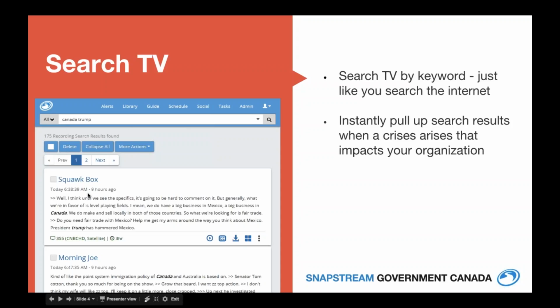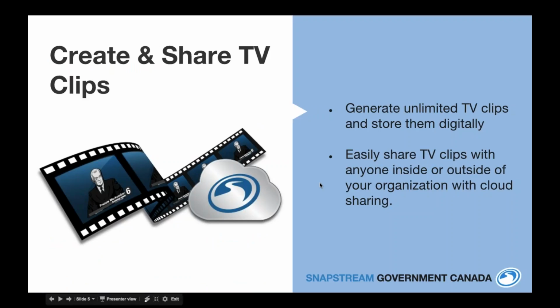Then you can create a clip. You can email the clip to someone. So we make it really easy to share a moment of TV. There are a couple of ways you can do that. You can send somebody a link, in which case they have to have access to that SnapStream. We also make it so you can upload it to a private website on the internet, and then you can share that private link with anybody, whether they have access to SnapStream or not.